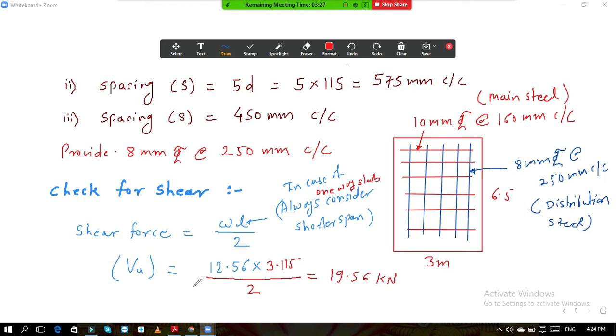Now once we know the shear force, then we will calculate the shear stress. Okay, now we will calculate the shear stress, and this is called the nominal shear stress.